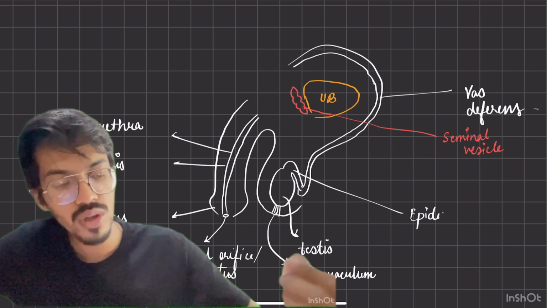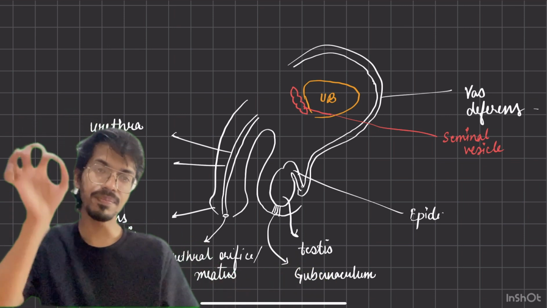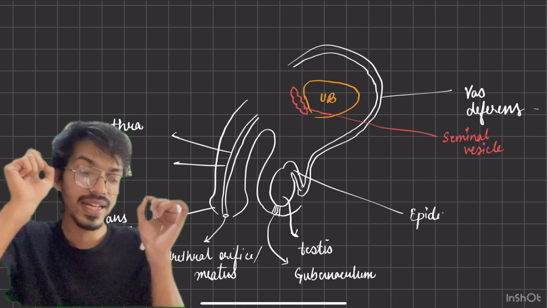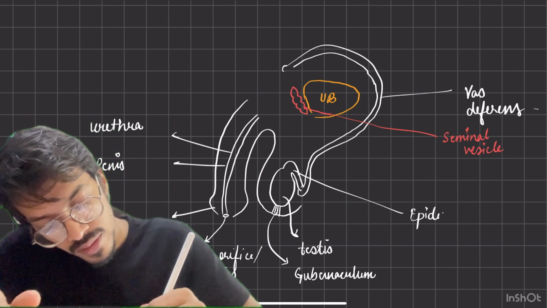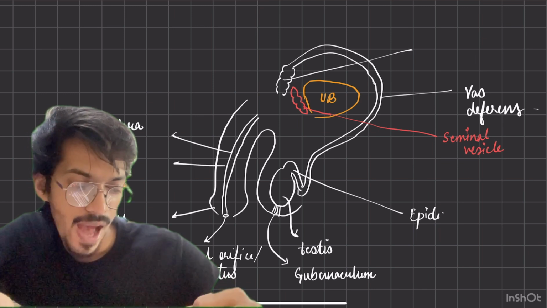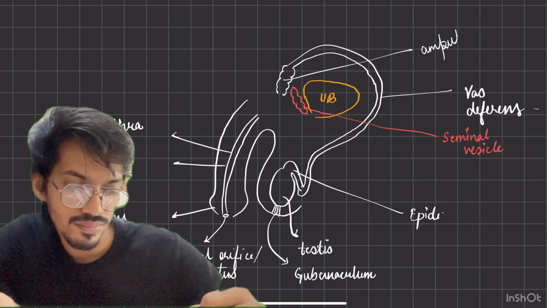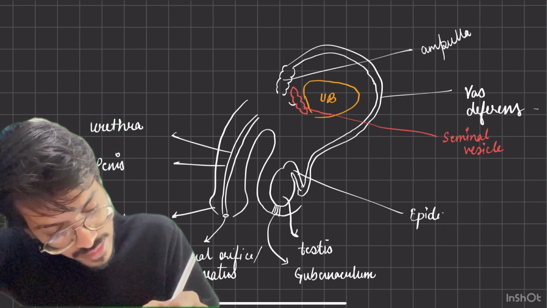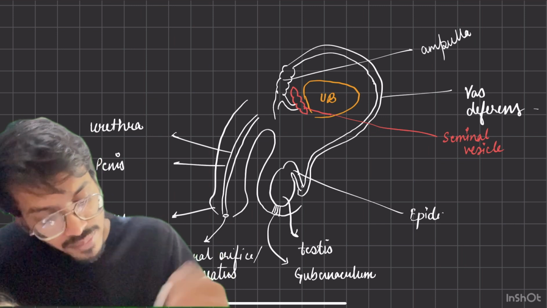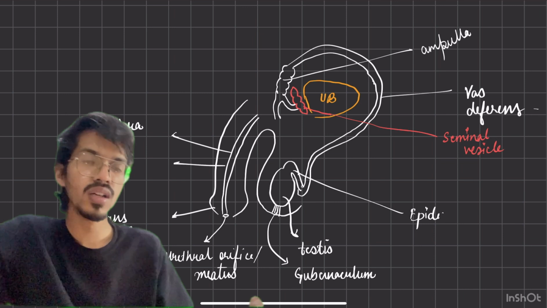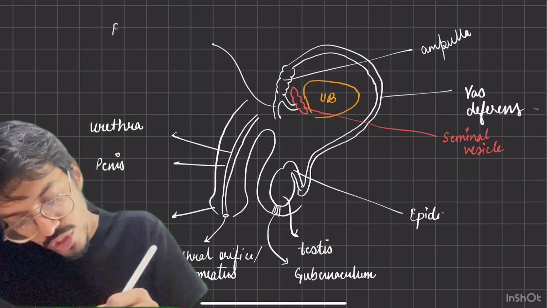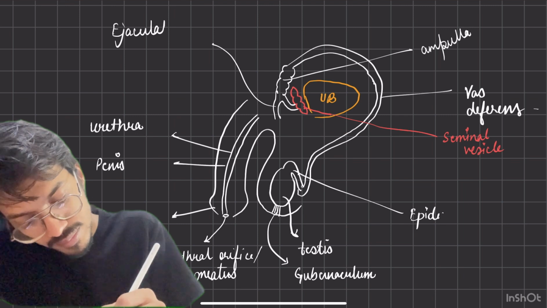Now before this vas deferens meets the duct of the seminal vesicle, it becomes a little bit swollen, and we call it the ampulla. And this ampulla joins with your seminal vesicle and forms the ejaculatory duct.